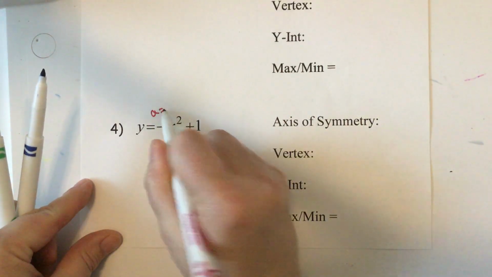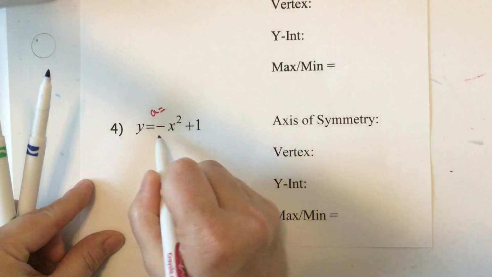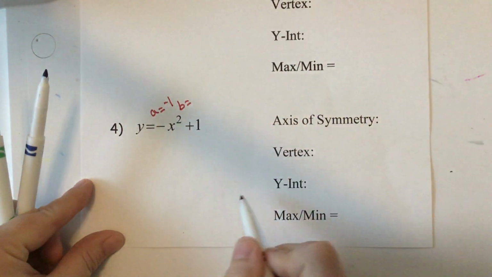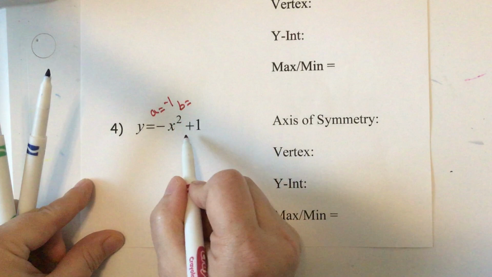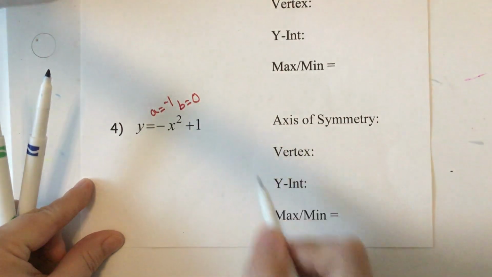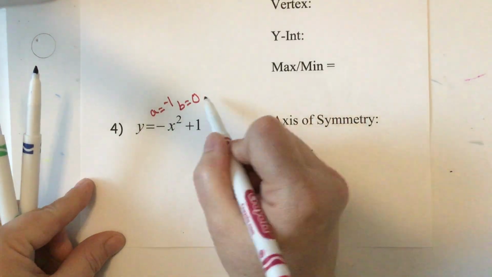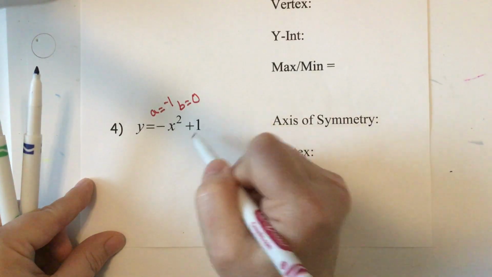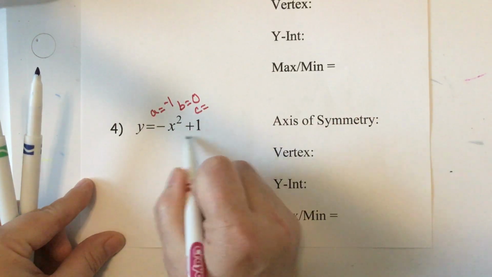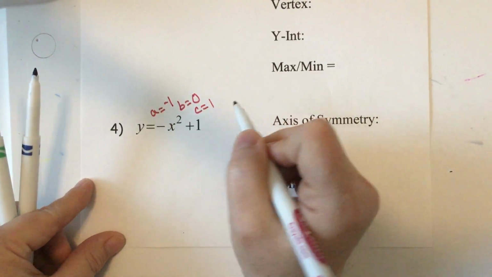So can you tell me who's A? A is -1. That's the number in front of the x squared. So who do you think B is? B is 0. If there's no x in the problem, that means there's a 0 in front of it, because 0 times x would just be 0, meaning you don't need it. And C is the constant, the number without the variable, so C is 1.